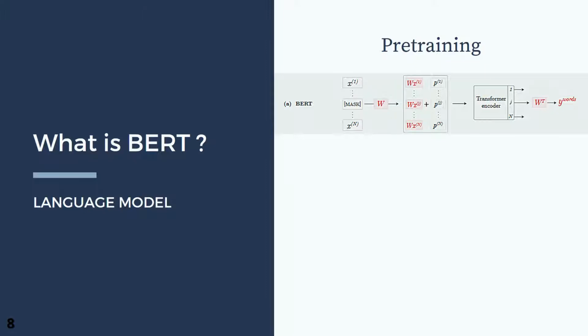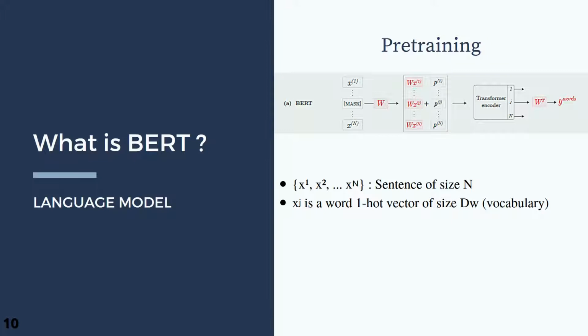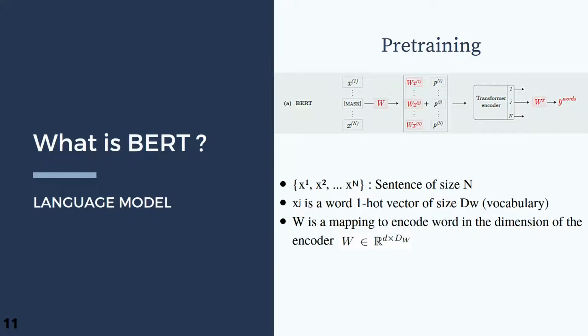As I said before, the input is a sentence with a few masks on a few words. A sentence is a sequence of n words, and a word is a one-hot vector of size dw, which is the size of the vocabulary. W is a mapping to encode a word in the dimension of the encoder, which is d. The dimensions of W are d times dw. P are the positional embeddings of each word. The intuition here is that adding these values to the embedding provides meaningful distances between the embedding vectors.